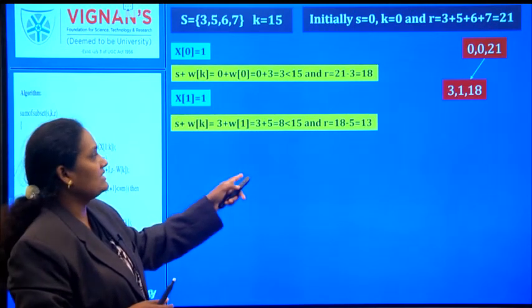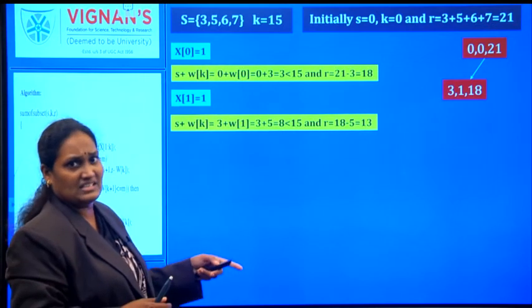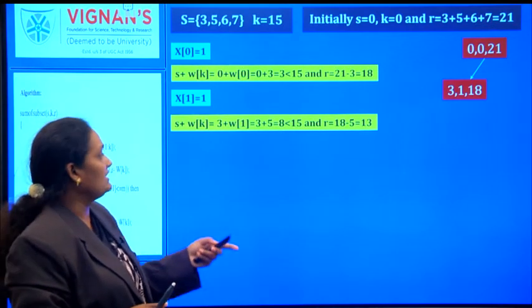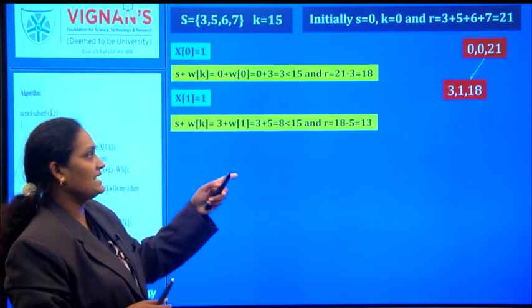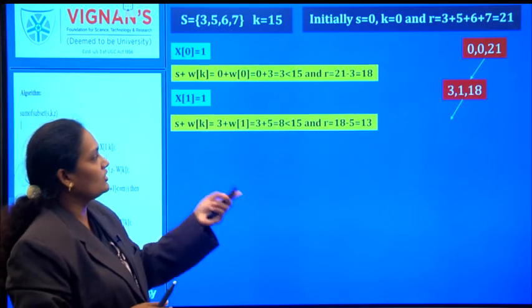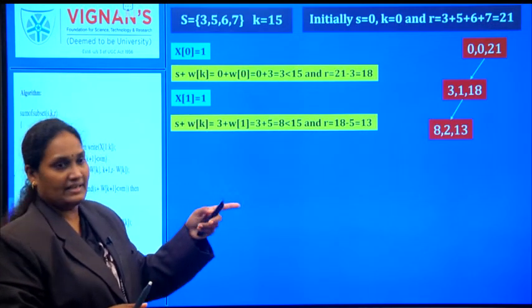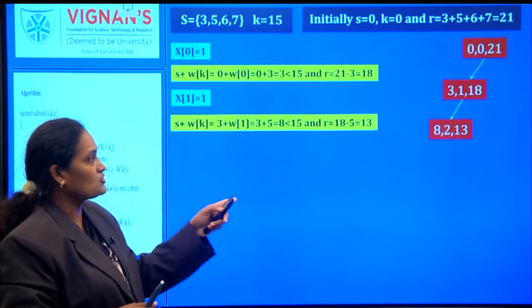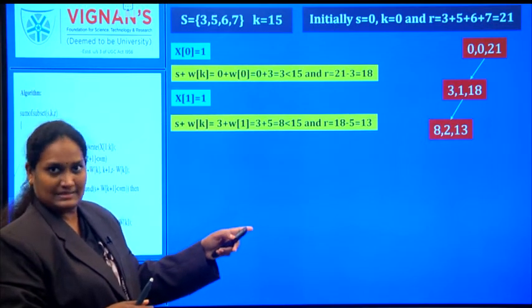Since it is also less than 15, we can generate the child, that is, we can add one more element, and the R value becomes 18 minus 5, which is 13. Now the next node is 8, 2, 13. Here the sum value is 8, the node number is 2 and the R value becomes 13.